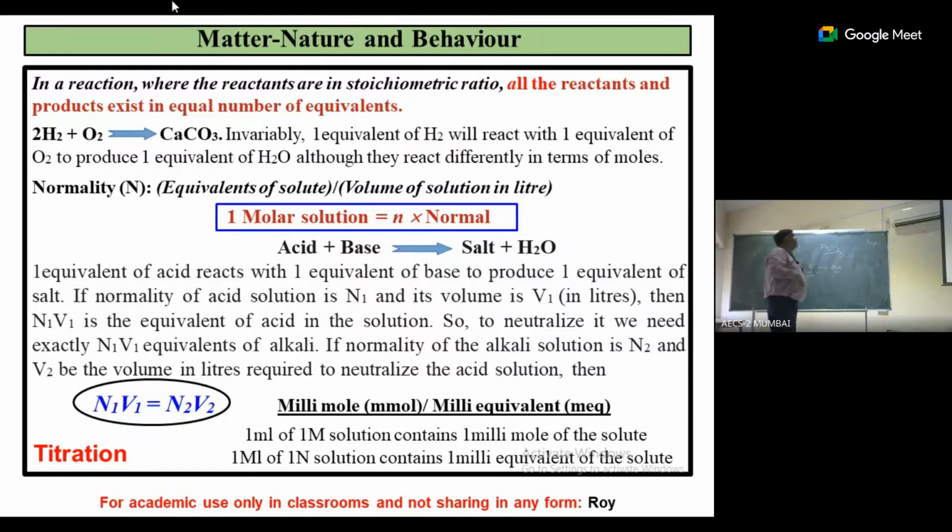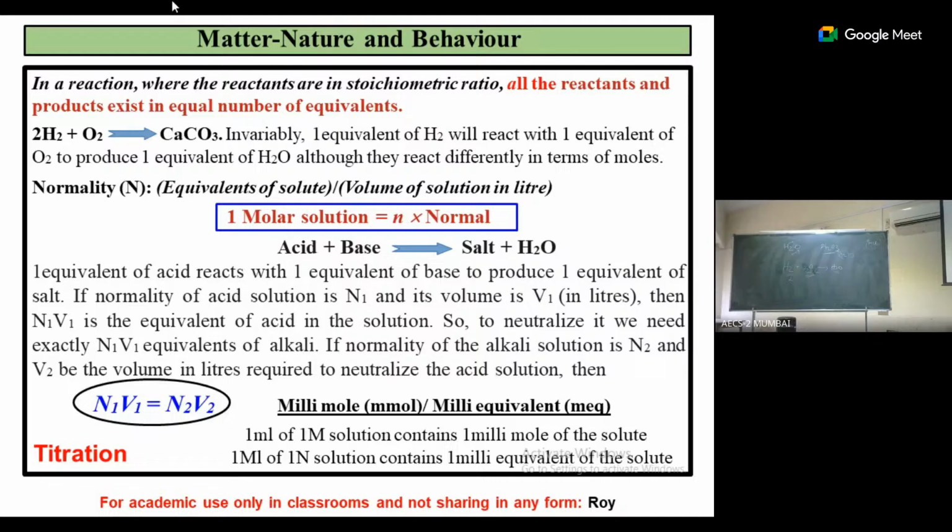So similarly, if you take a base or an acid solution, an acid solution having a normality of N. So what does it mean? Number of equivalents present in 1 liter. So you have given V1 is the volume and N1 is the normality of the acid. So N1 into V1 is the number of equivalents of the acid present, right?